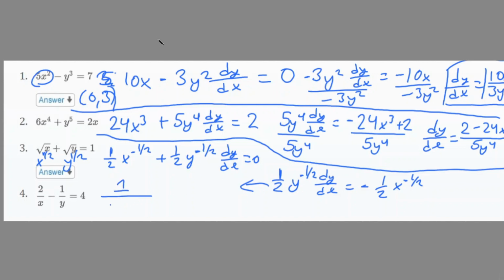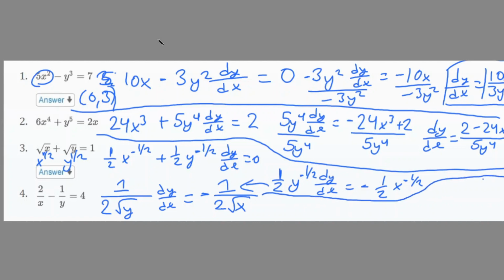So if we rewrite this, we're going to have 1 over 2 square root of y dy/dx is equal to negative 1 over 2 radical x. Now let's take out the fractions by multiplying 2 radical x to this side and then 2 radical y to that side.